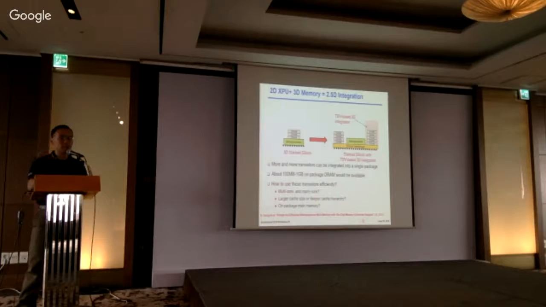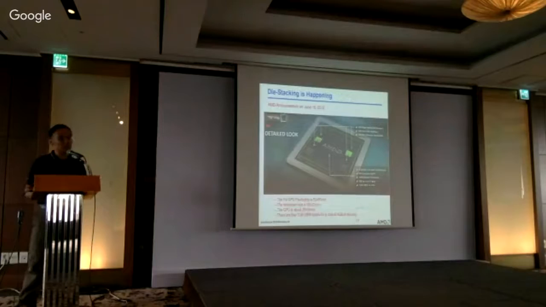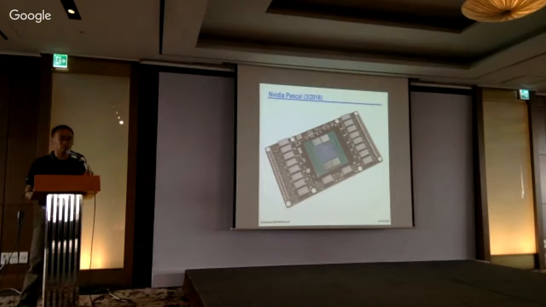So therefore we started looking at this new architecture. Instead of true 3D integration, we look at 2.5D integration, and we use GPU as an example to look at the benefit of high bandwidth between the stacked memory and the GPU. And interestingly, last year AMD finally made it to a product, and the Fury X is using this technology, 2.5D plus 3D memory, to build the first generation of GPU with 3D stacked memory. And Pascal was announced this year by NVIDIA, so it's also doing similar things, with stacked memory sitting right next to the GPU.